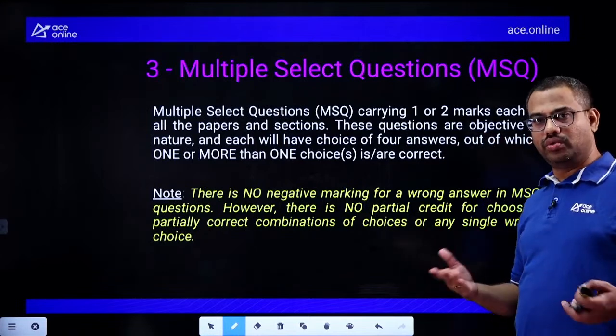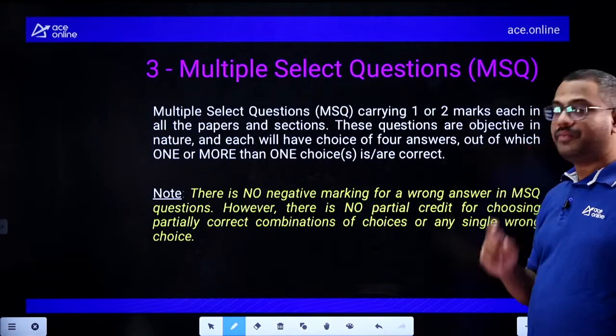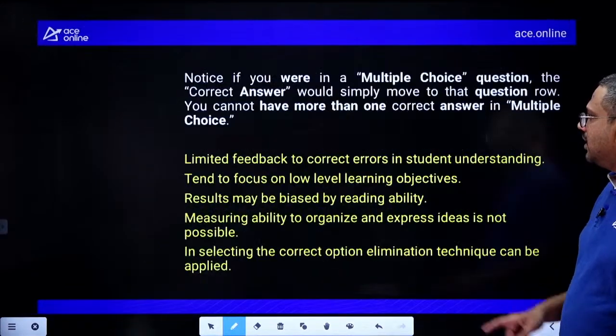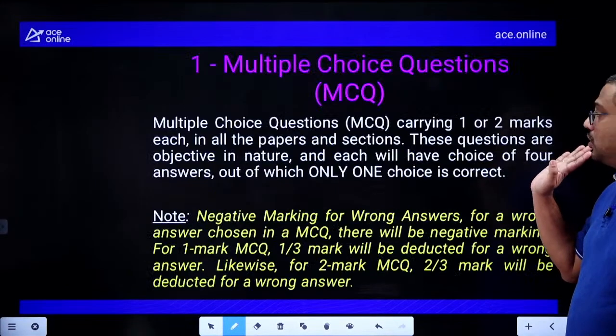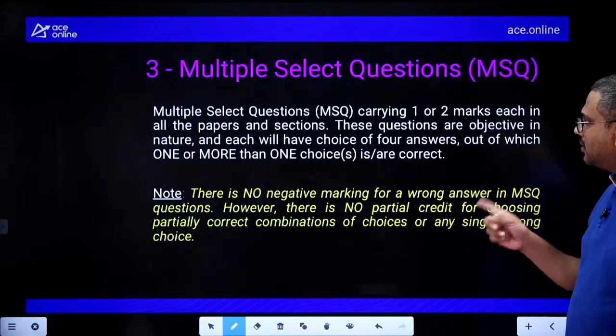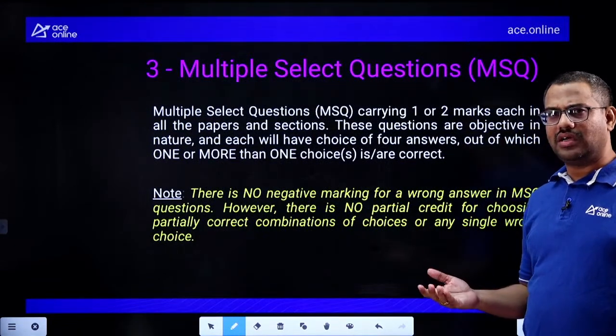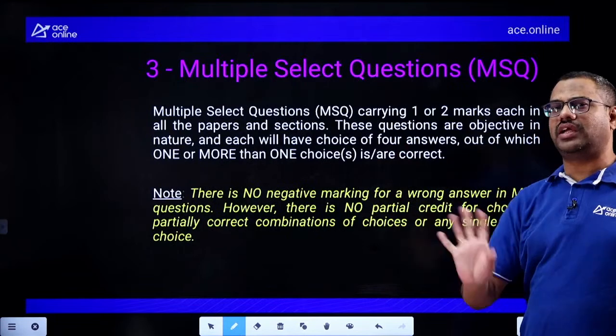Only 1 bit or 2 bit or 3 bit, all the above, like that. But remember, negative marking is there especially in MCQ only. In numerical and in MSQ, there is no negative marking. However, if you are not thoroughly ticking all the options, you will not get any marks.